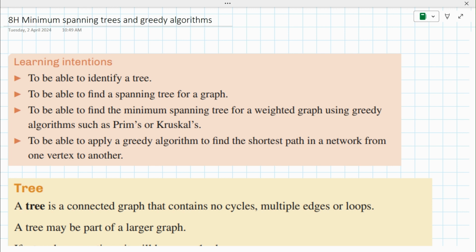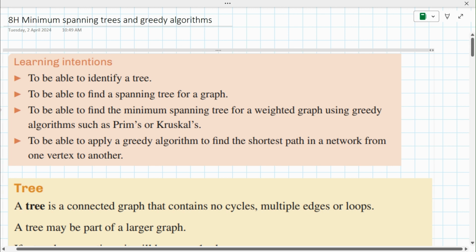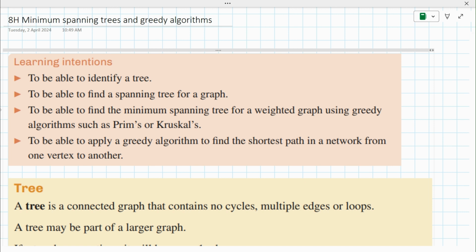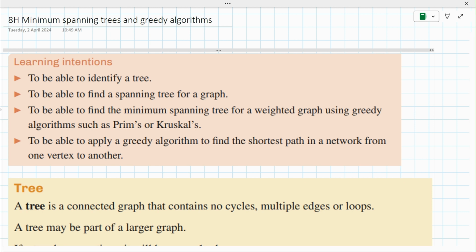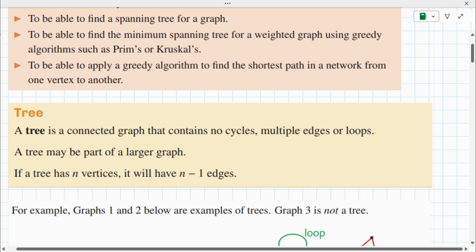I'm gonna split this up into three different videos for 8H. So today we're gonna keep going with minimum spanning trees and greedy algorithms. We're gonna let you guys know what a tree means in graphs. And then in the next video, I'm gonna talk about what Prim's and Kruskal's are. That's the plan. Let's start with the tree.